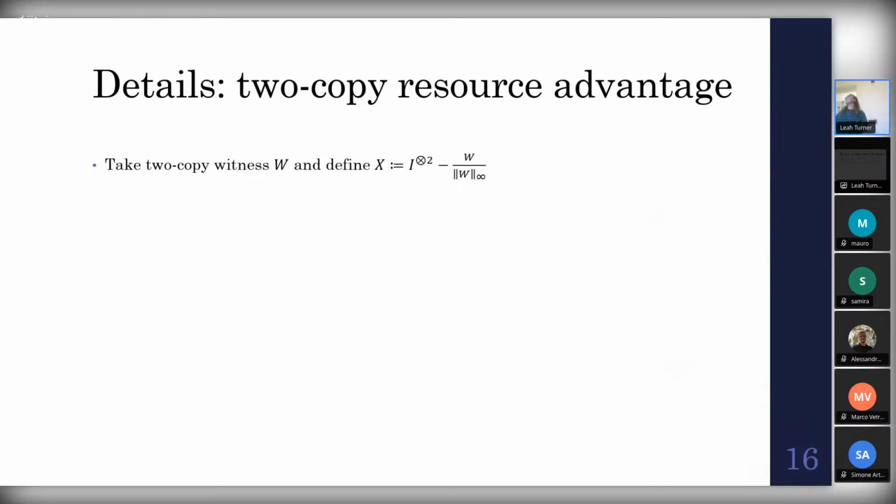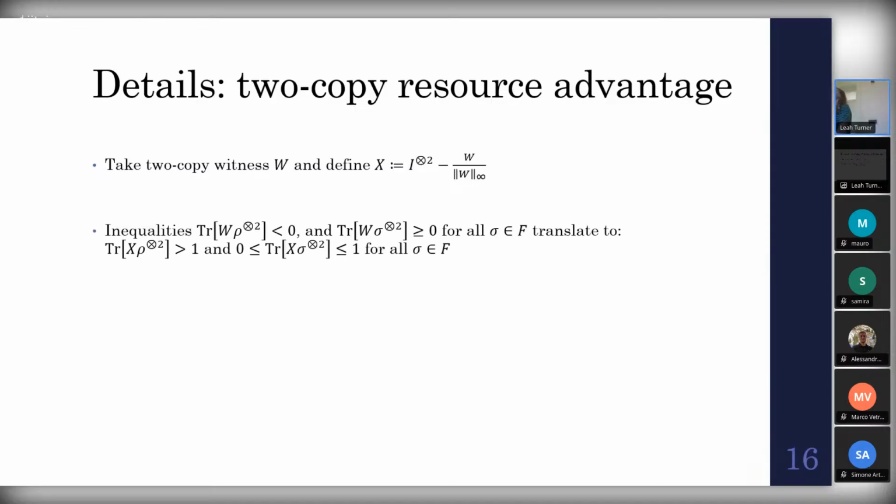So we then take this 2 copy witness, we define this x in this way, and then we simply put this. The inequalities of it being a witness translate in this way. We get its expectation value on 2 copies of rho is now greater than 1, and on 2 copies of a free state will be between 0 and 1.